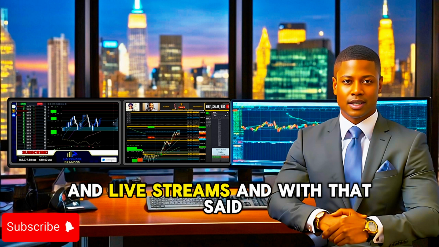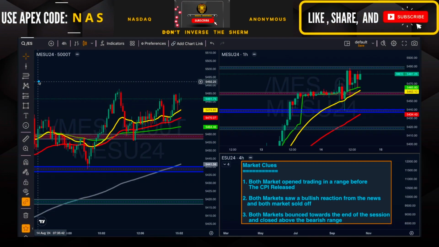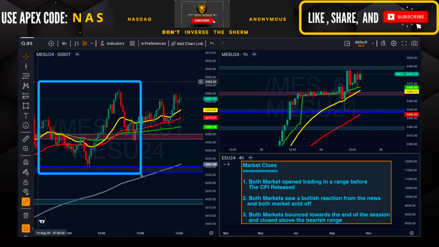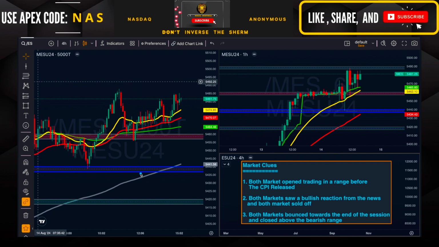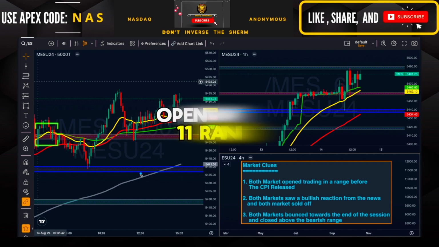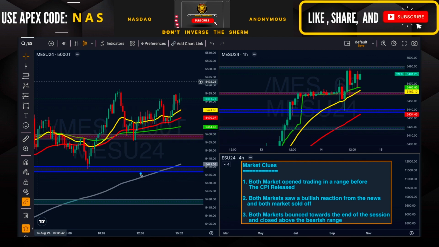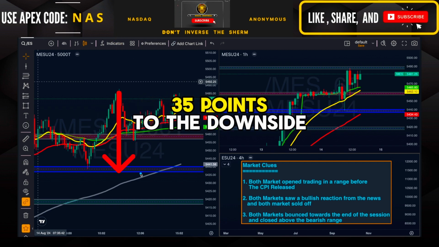And with that said, let's jump into an ES chart. This is an ES chart, and this is the block of price action that we traded during today's stream. And just like the NQ, during the overnight session, the E-mini S&P opened and traded within an 11-point range. However, once the news was released, the market swept the liquidity above and below this range, fighting resistance at a level that we discussed in last night's NA meeting, where price sold off 35 points to the downside.